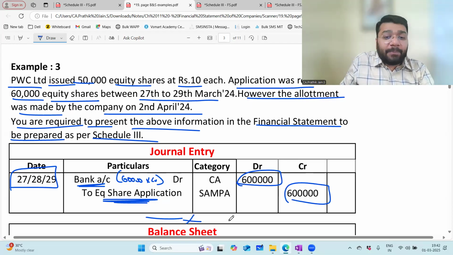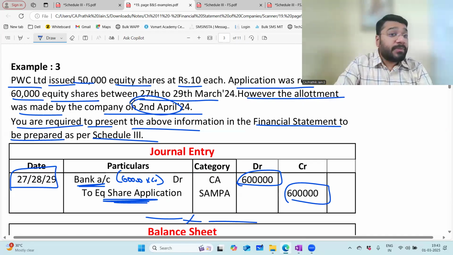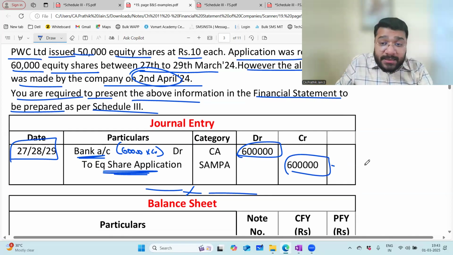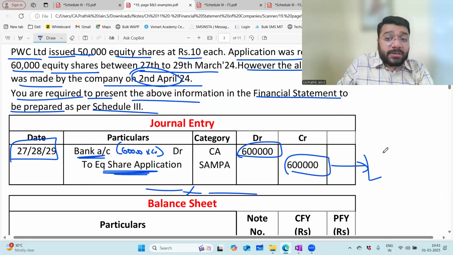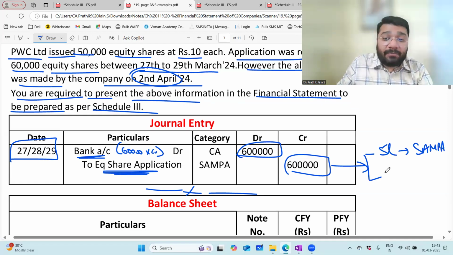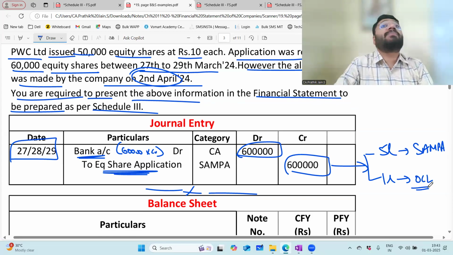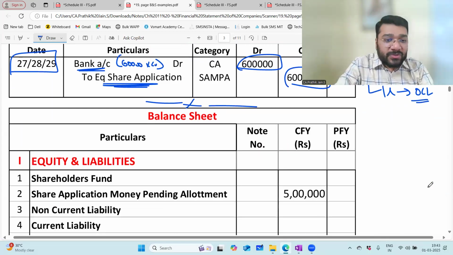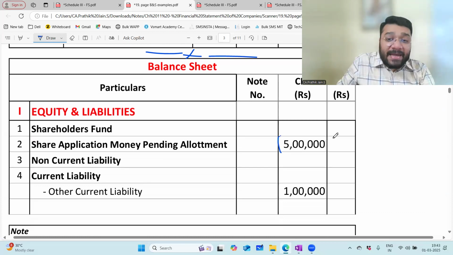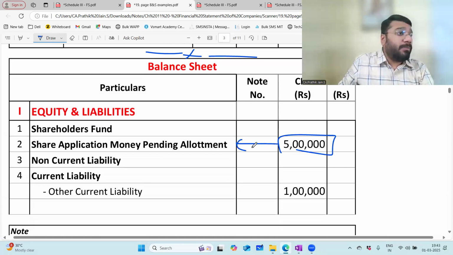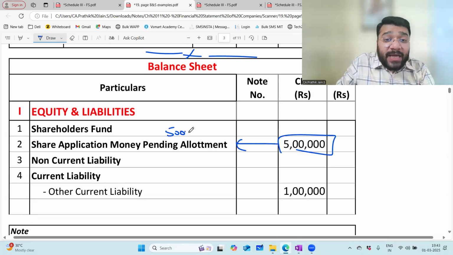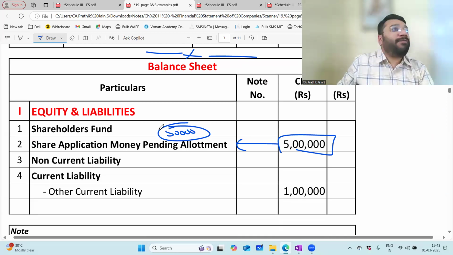Now here the year end happens because allotment is happening when? On 2nd April, which is the next financial year. Now the question is, this 6 lakh rupees which is credited, how will you show this? 5 lakh will go to some part. 5 lakh will go where? Share application money pending allotment, and 1 lakh will go to your other current liabilities because you're supposed to refund it. So 5 lakh rupees is going to share application money pending allotment because for 50,000 shares which I've offered, I'm going to allot the shares for sure.